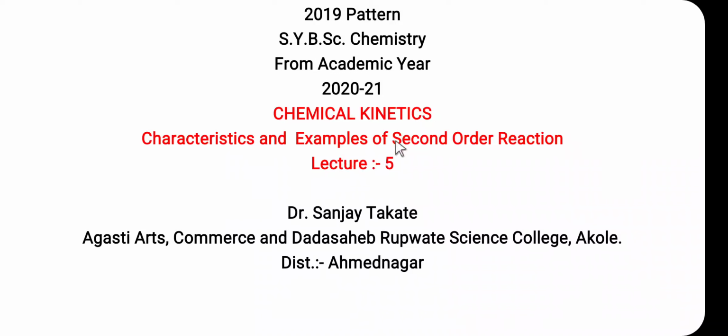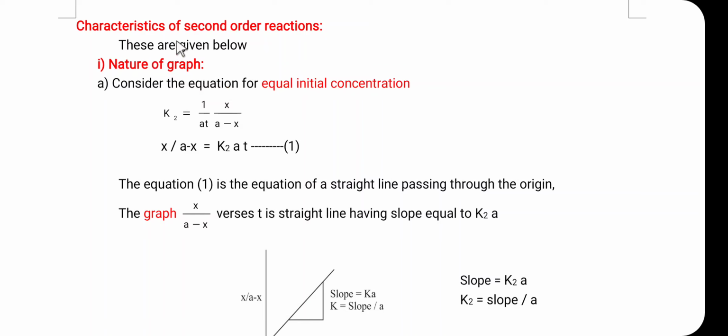Then here examples of second order reaction. So, let us consider one by one. So, the first point is the characteristics of the second order reactions. So, here the nature of graph. Again here we are going to consider the first equation, that is equal initial concentration. So, here K2 is equal to 1 upon At, x upon A minus x. This is the expression for velocity constant for the second order reaction with equal initial concentration.